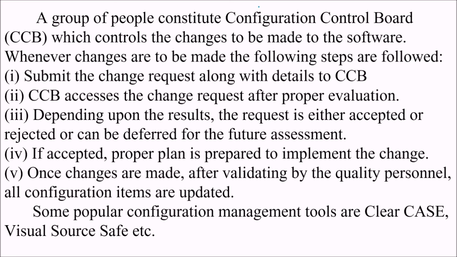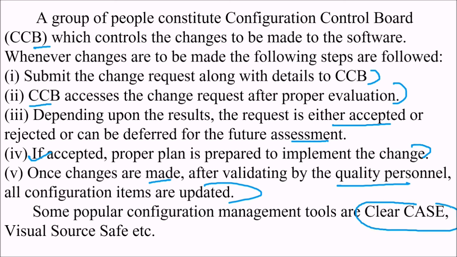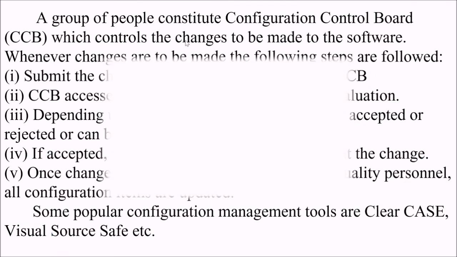A group of people constitute the configuration control board, CCB, which controls the changes to be made to the software. Whenever some changes are to be made, the following steps are followed. First, we submit the change request along with details to the CCB. Then the CCB assesses the change request after proper evaluation, and depending upon that, the request is either accepted, rejected, or deferred for future assessment. If accepted, a proper plan is prepared to implement the change. Once changes are made and validated by quality personnel, the configuration items may be updated. Some popular configuration management tools are ClearCase and Visual SourceSafe.